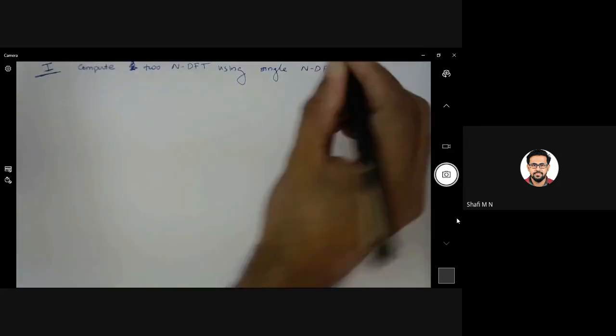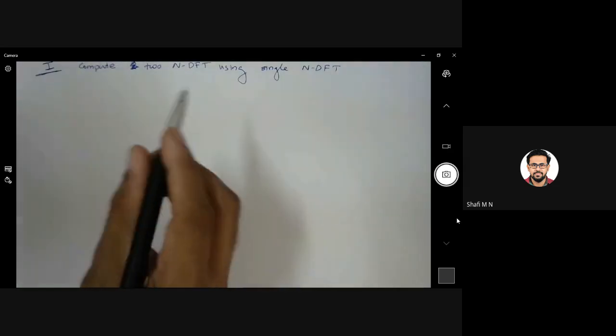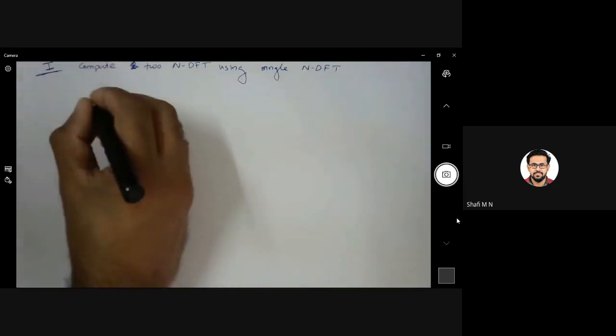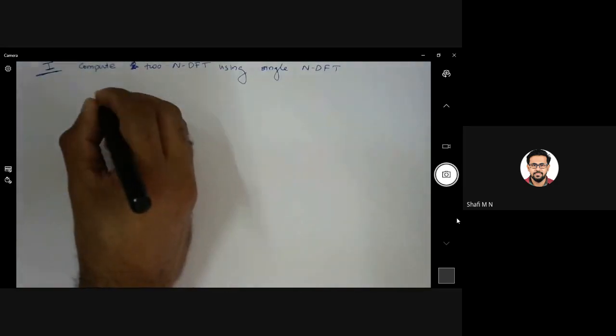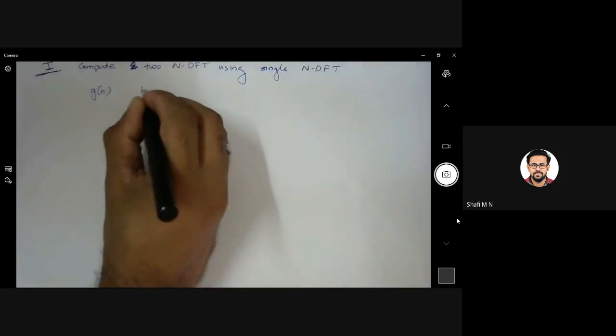So you may be asked to compute two 4-point DFTs, say X of n, Y of n. You have two sequences. The thing goes like this. I will just tell you the theory first, then we'll see the problem. So you have to consider a sequence. Let G of n and H of n be the two sequences.